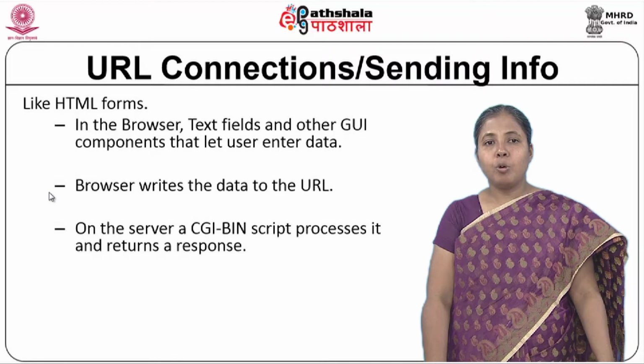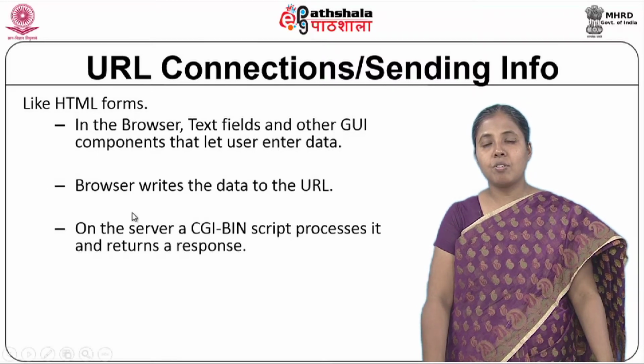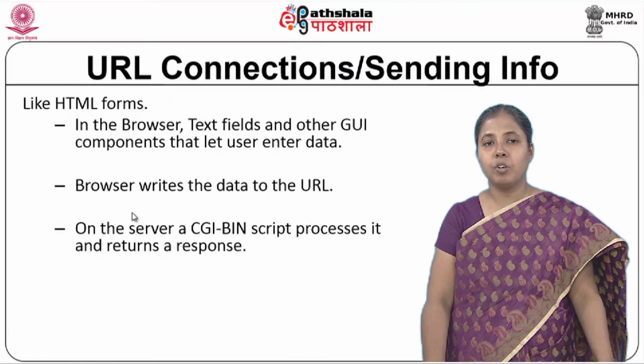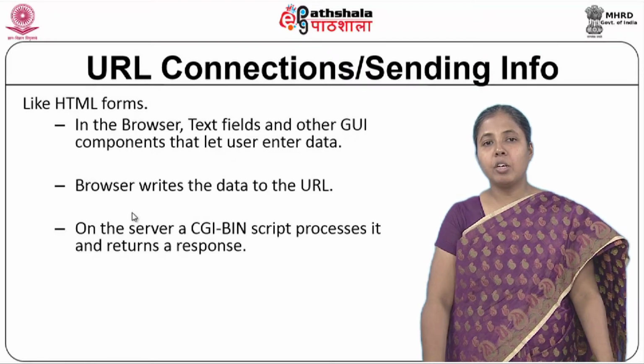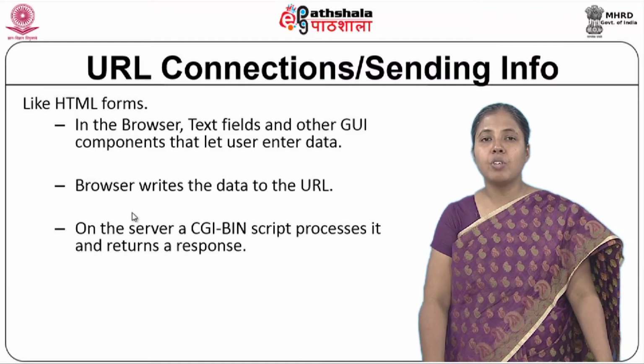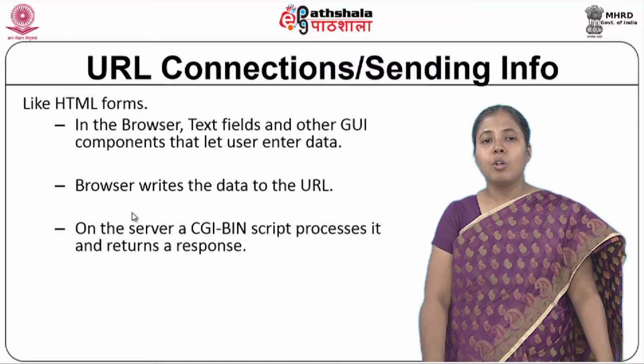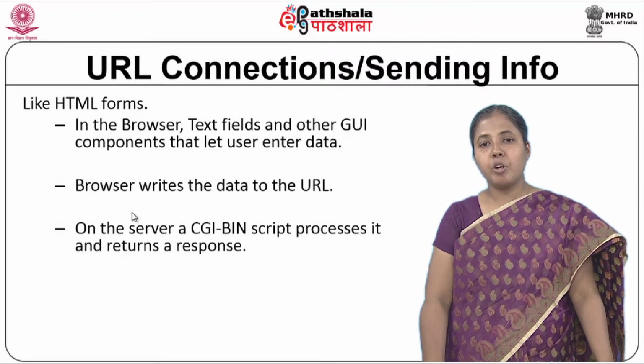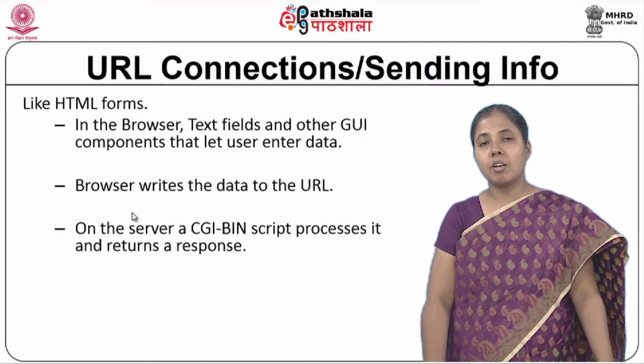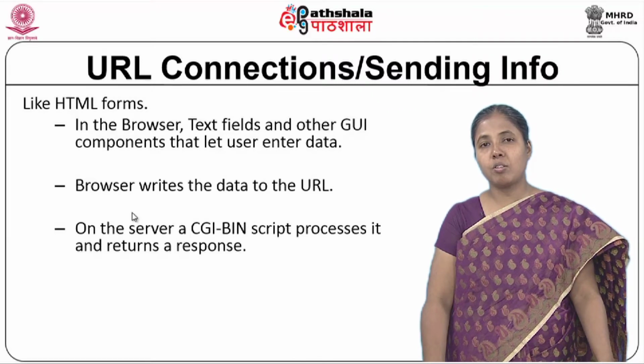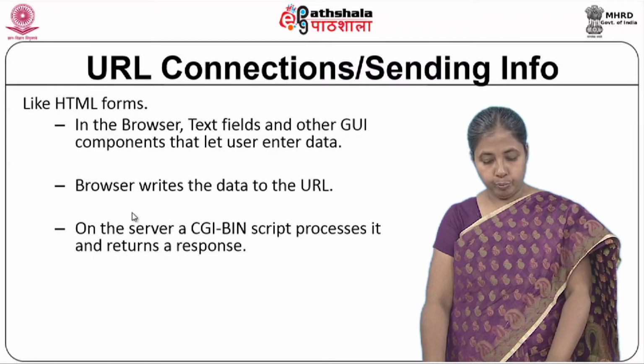Now, let us see how we make these URL connections for sending information to a web server. For sending information from the browser, you will have some text fields or other GUI components where the user can enter some information, and the browser can write this information to the URL, and on the server side you will have a script. Before, we have not seen servlets. On the server side you can have a CGI script running that would process this request and return a response to the client.